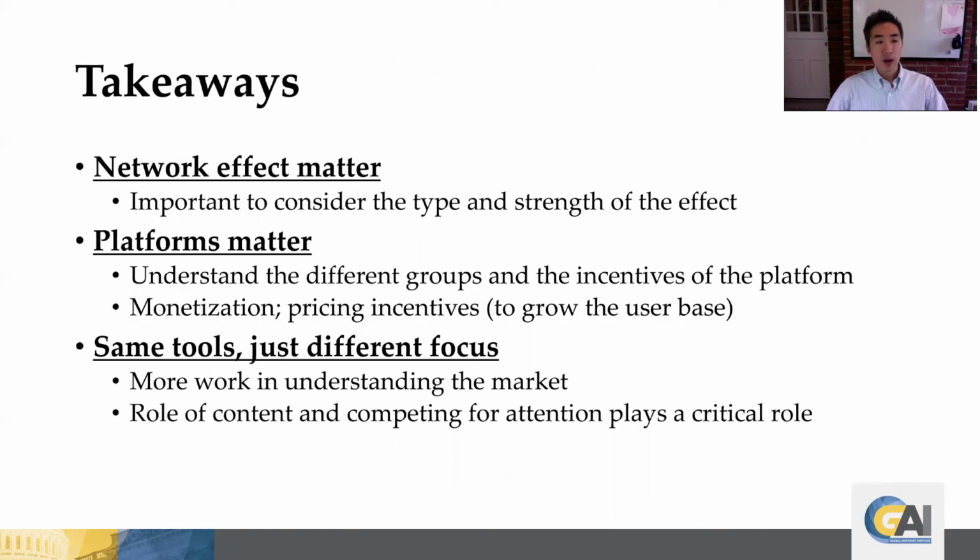So final points: network effects matter, but it's the type and strength of these effects, they're not just uniform. Platforms matter, and we have to understand the different groups and the incentives of the platform and their monetization. So these are the same tools, just a different focus.